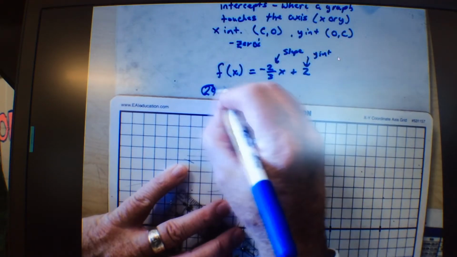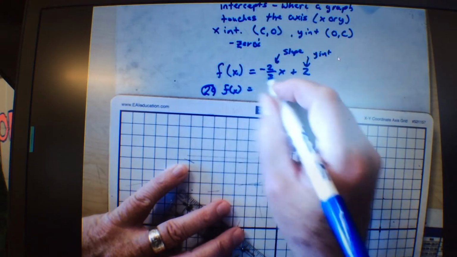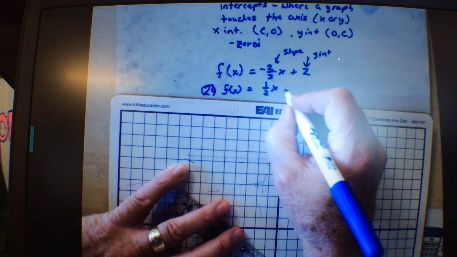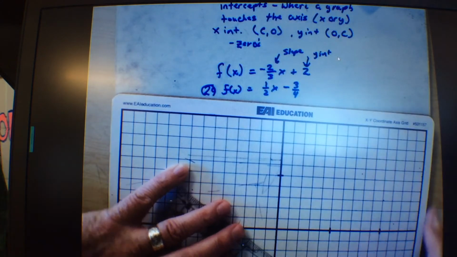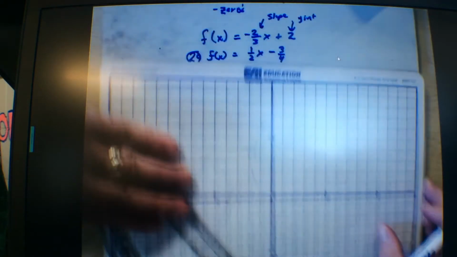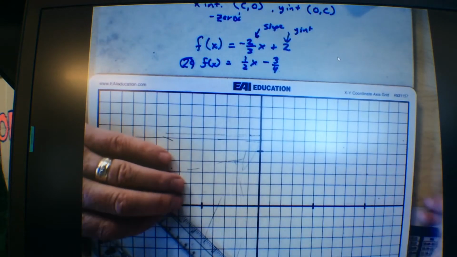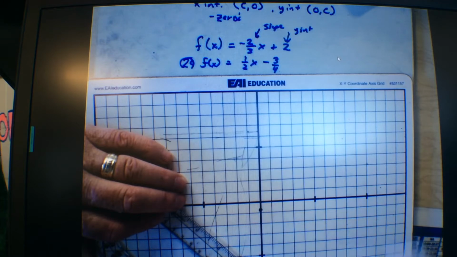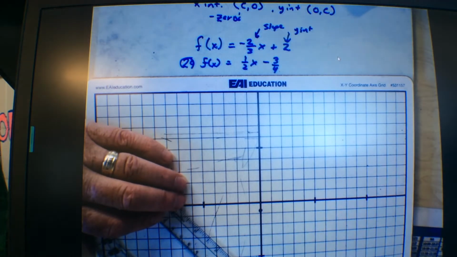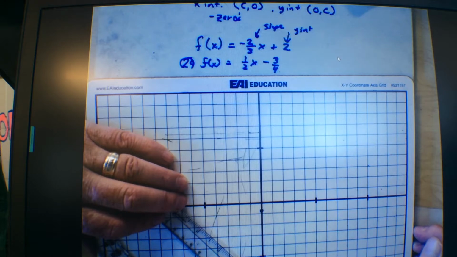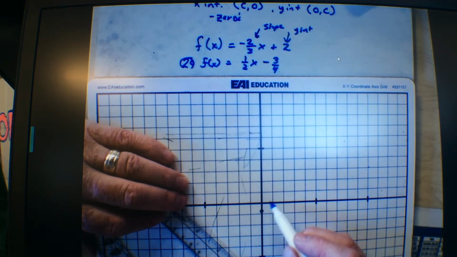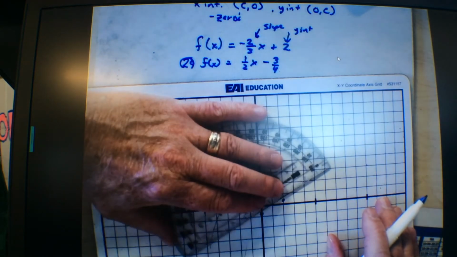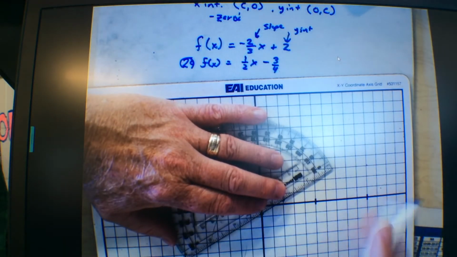Number 20 says f of x equals 1/2 x minus 3/4. Okay, this one's a little harder because it has a fraction, it has a couple fractions, right? Okay, so we do a negative 3/4 right here, correct? That is your y-intercept. Does everybody understand that? Now to go 1/2 is we go up 1, which is right here, and to the right 2, right? So when you have this, your line looks like this. Do I need to show the 1/2 again?